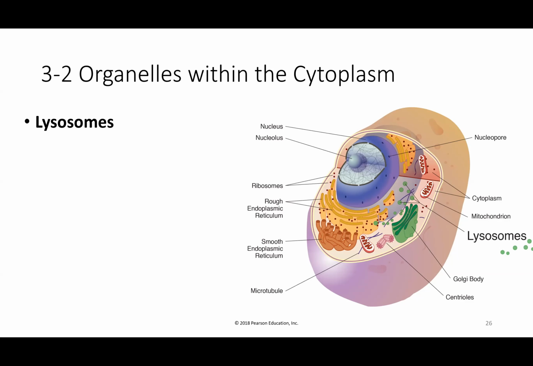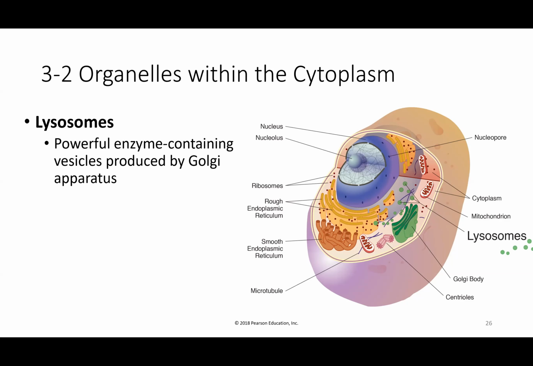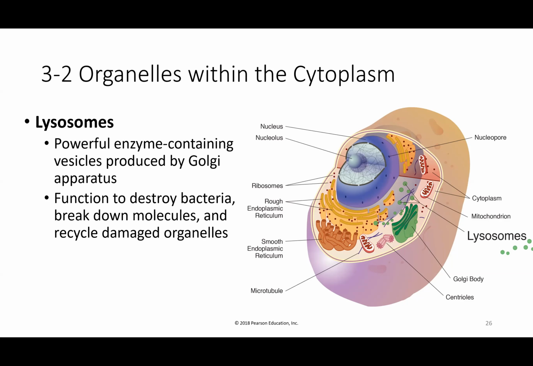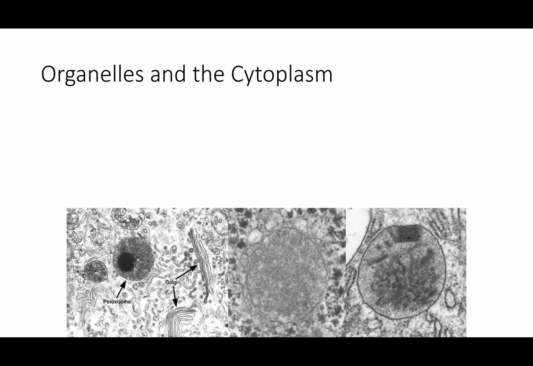Okay, other organelles in the cytoplasm. Lysosomes, which we just learned are formed by the Golgi apparatus. And these have enzymes in them. And as she said in the video, they're like the digestive organs of the cell. They break down old products, things that don't belong in there or have died or are no longer useful. So they can also destroy things like bacteria, break down molecules, and recycle damaged organelles.